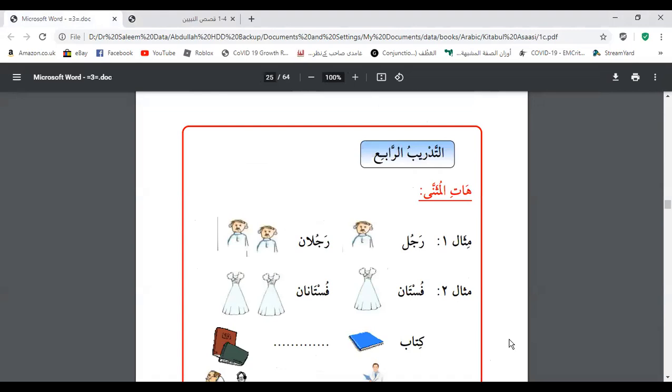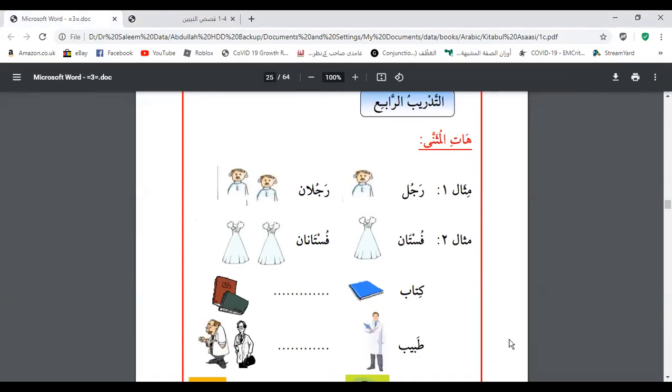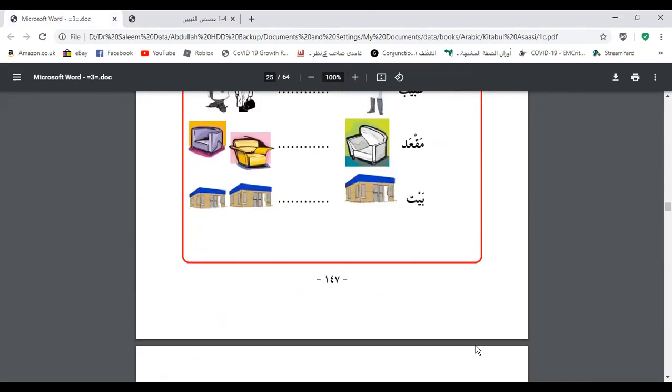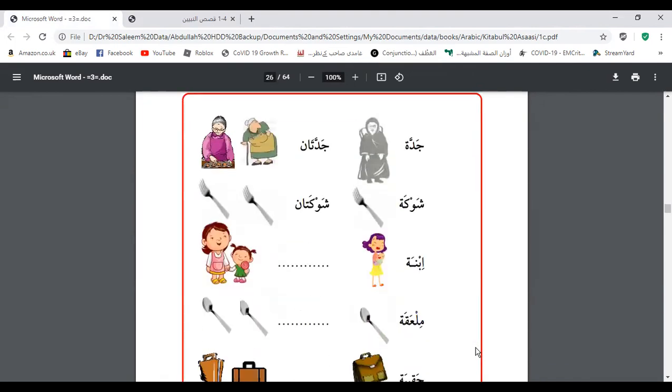Bring the plural. Misal awwal, which is rajulun. Tasniya is rajulani. And you know it. Misal sani. Fustan. The frock. The dress. Fustanani. Okay. In marfu state. Kitab. Kitabani. Tabibun. Tabibani. Maq'ad. Maq'adani. Baytun. Baytani. Jaddatun jaddatani.